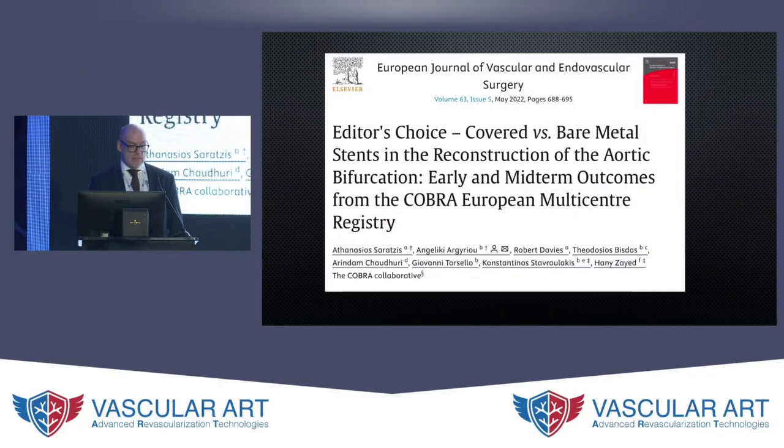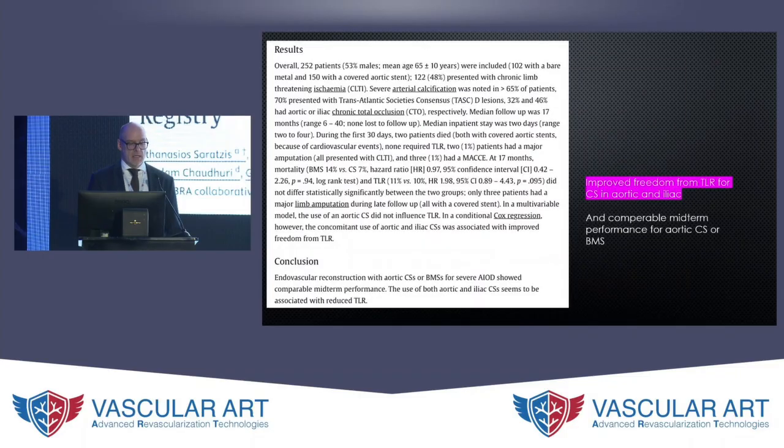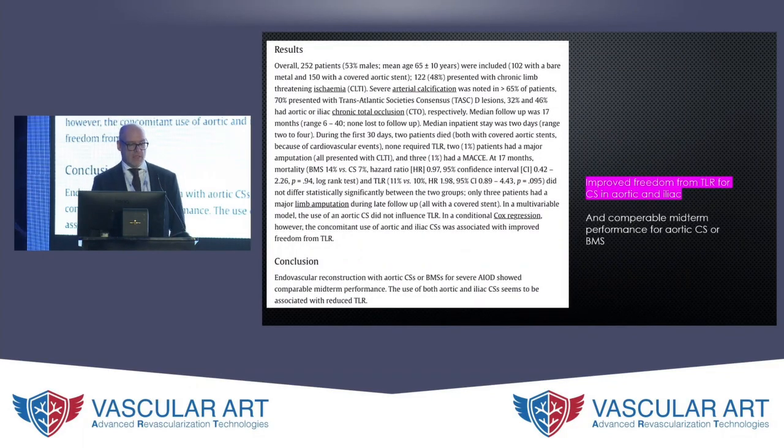And the other one is the COBA trial from Zeller and from Hani Sayed. They showed us also that 225 patients had improved freedom from TLR for covered stents in aortic and iliacs, and comparable midterm performance for aortic covered stents or bare metal stents. This is probably the main interesting part, that covered stents in the aortic or bare metal stents don't have comparable midterm results for that one.